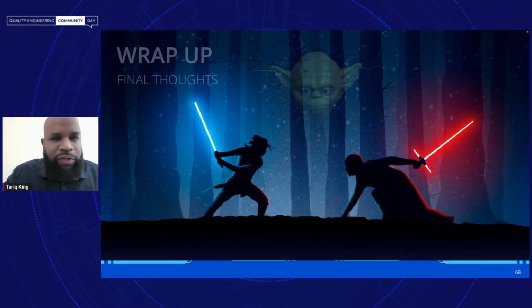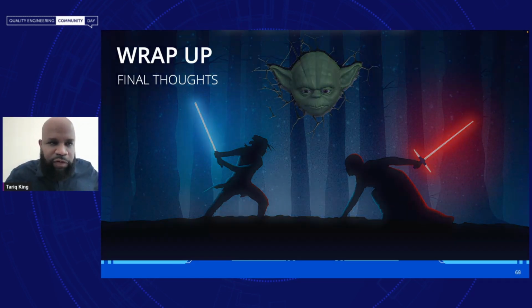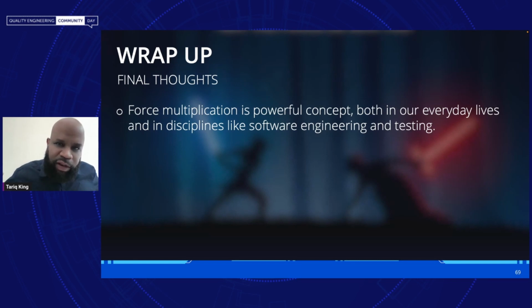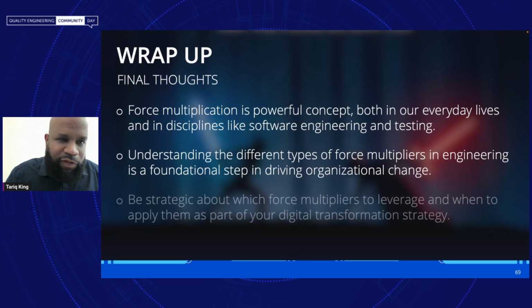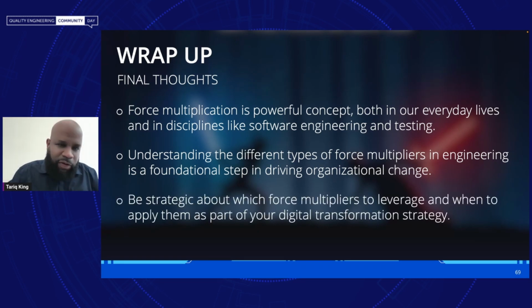All right, so some final thoughts. First thing, just to summarize, this force multiplication is really a very powerful concept. We think about it and use it every day in our lives as part of what we do. But in disciplines like software engineering and software testing, there's a level of importance, I think, that as we become more strategic, we have to be thinking through how we're putting these things together. So understanding those different types of force multipliers is the first step to driving that organizational change, and critically thinking about where your organization is at with respect to those things. And then being strategic about how you put these things together, how you schedule them, how you lay them out as part of your digital transformation process.